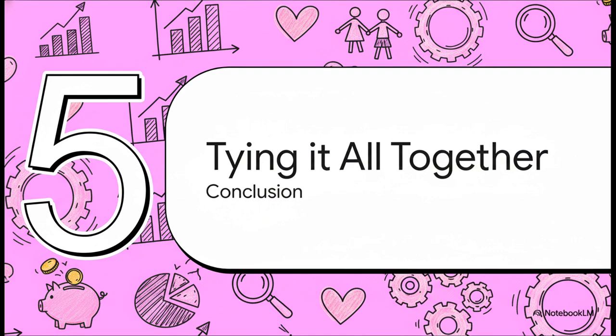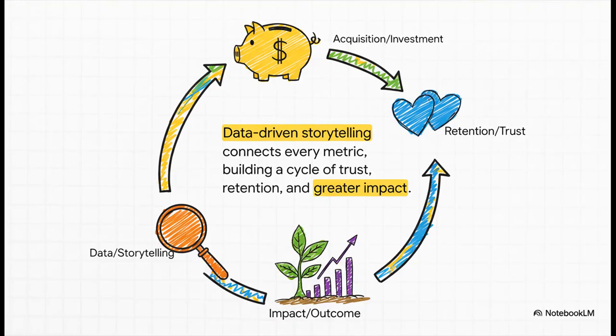The big takeaway here is that none of these numbers live on an island. They're all connected. They work together in this really powerful cycle. And the thread that weaves through all of it, it's data-driven storytelling. When you can show your impact with real numbers, you prove your value. That boosts your retention and increases that lifetime value we talked about. And when you know that, you know exactly how much to invest in finding new supporters. It's this amazing upward spiral of trust, loyalty, and bigger, better impact.